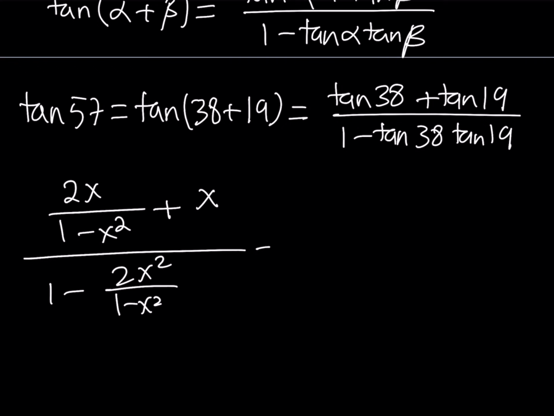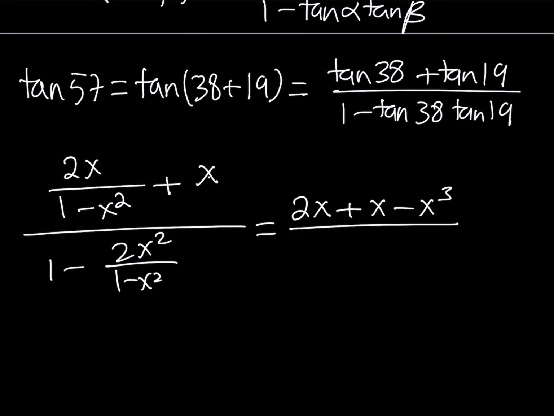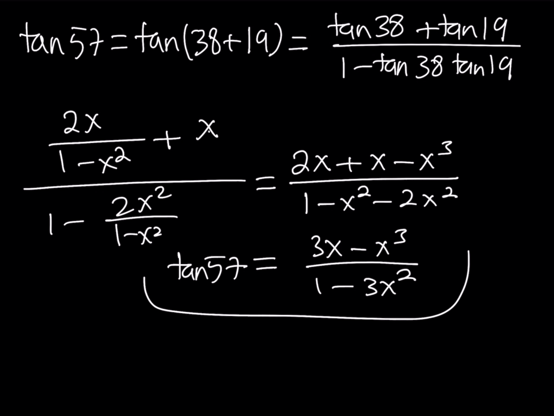Now let's make a common denominator, and this is going to give us the value of tangent 57, which is 3 times 19, by the way. Notice that 1 minus x squared at the end is going to cancel out, so I might as well just forget about it and make a common denominator. 2x plus x will be multiplied by 1 minus x squared. That is going to be 2x plus x minus x cubed, divided by 1 times 1 minus x squared, and then we subtract 2x squared from it. So it's going to be 1 minus x squared minus 2x squared. This is equivalent to 3x minus x cubed divided by 1 minus 3x squared, and this is tangent 57. So we got the value of tangent 57 as well. Let's go ahead and circle this.